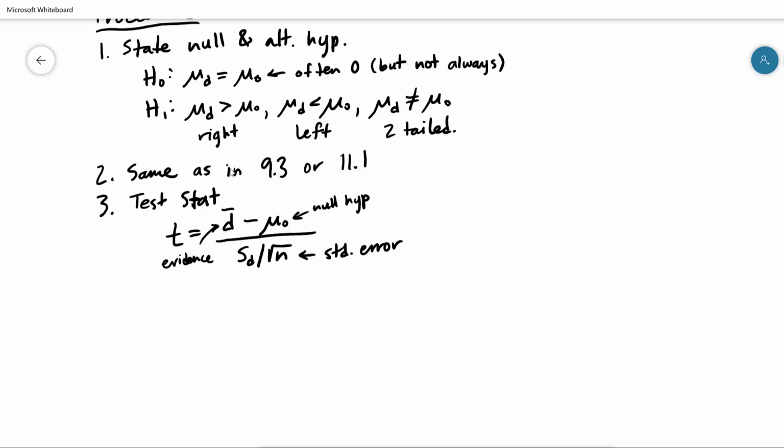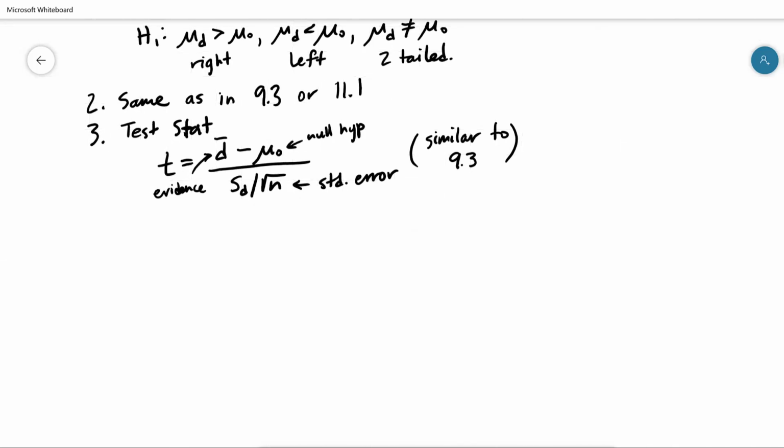But really this is very similar to what we used back in section 9.3. The only difference there was this was x bar instead of d bar. We'll see that even on the calculator. We're going to use the same calculator commands we used back here, just substituting in this d bar in place of x bar. And steps 4, 5, and 6, to make life easy, are really all the same as 9.3.